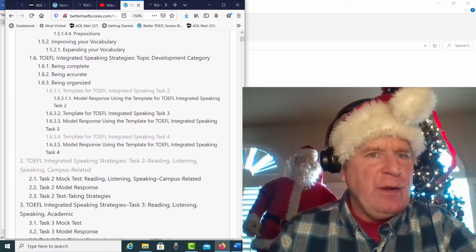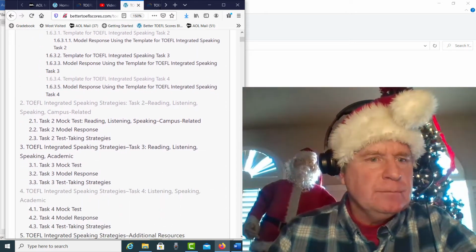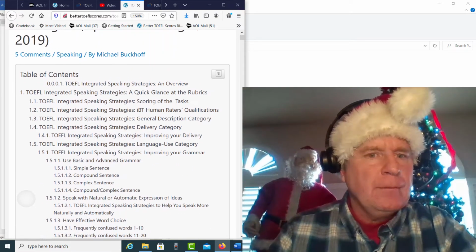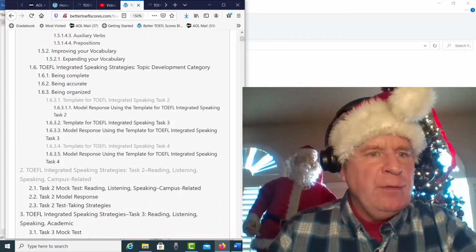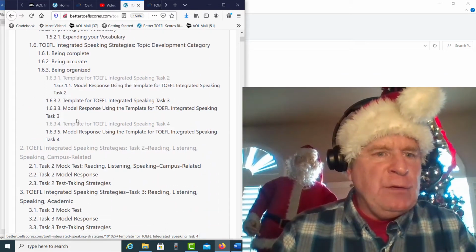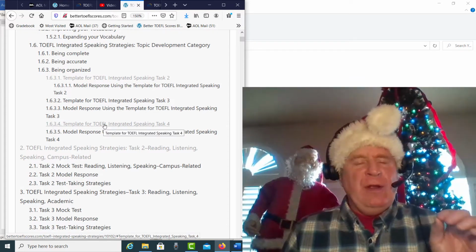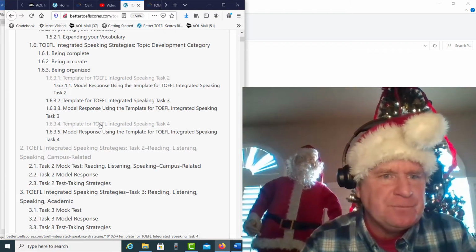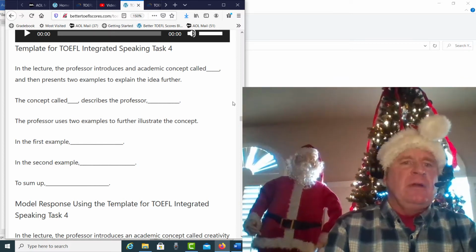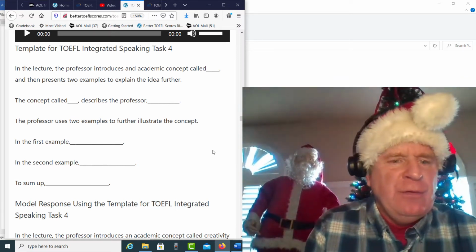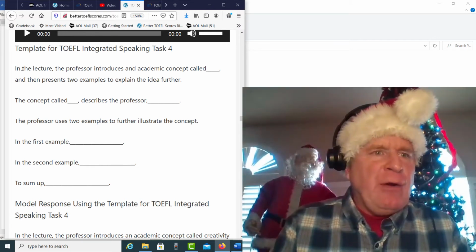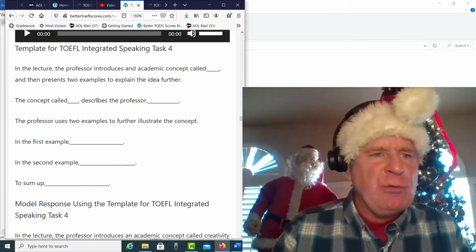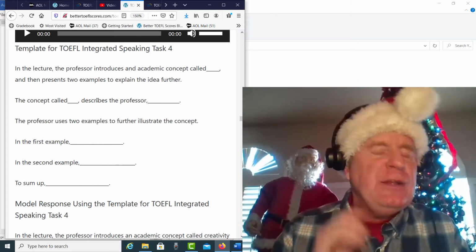Okay, let's look at one more thing here. I'm looking for the... Okay, I think this is good too. Template for TOEFL Integrated Speaking Task number 4. Now be careful. I don't want thousands of people copying this. It's not a good idea. If you look at the structure here, this gives you an idea of how you can organize your speaking response, right? For that lecture, for Integrated Speaking Task 4.